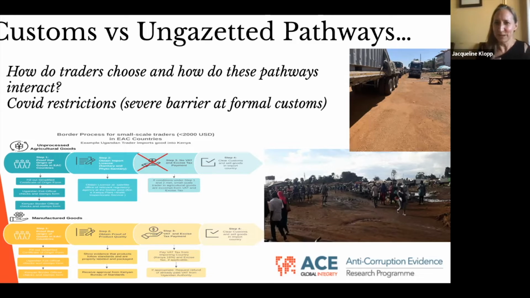Because there's a sort of belief that these ungazetted pathways are informal, there's this kind of open secret in a way in policy. A lot of times they just focus on the formal border without thinking about these interactive effects. And as I mentioned, one of the interesting things, I mean, COVID has been a horrible tragedy for everyone, including people in East Africa. But it does present an opportunity to learn. It's like a natural experiment where you get severe barriers, including really banning of small-scale cross-border traders from using the customs. And so it allows us to say what actually happens when you have these restrictions of various kinds, which can also be like corruption, right? Of any kind that makes it much harder for small-scale traders to cross the border.